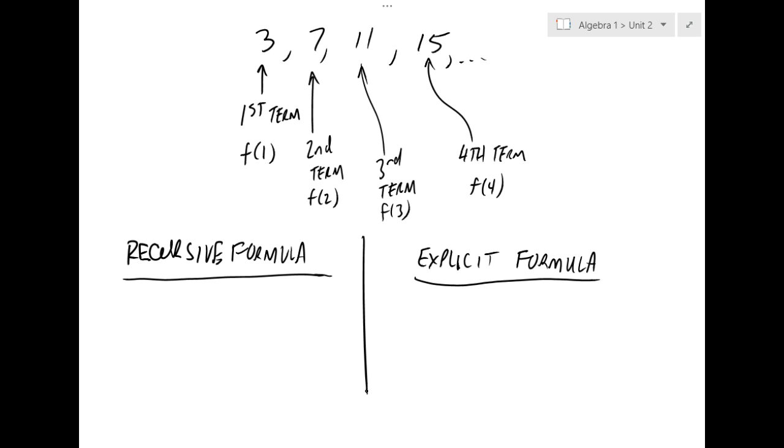In a recursive formula, finding out a certain term in the sequence requires us to know the terms that came before it. For example, one way to write this sequence at the top, 3, 7, 11, 15, recursively would be to say f of n is equal to f of n minus 1 plus 4.